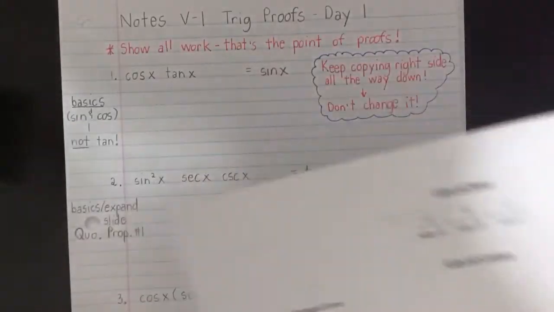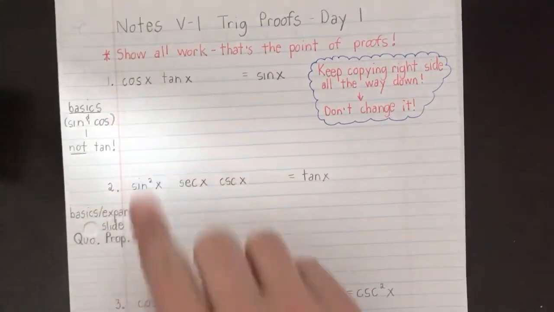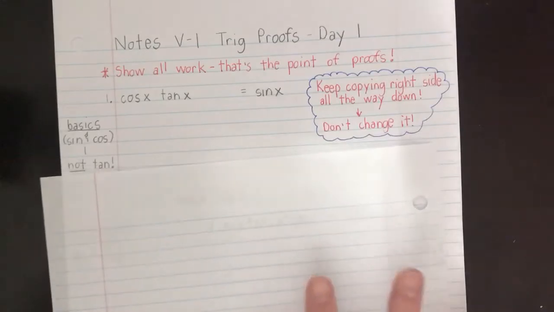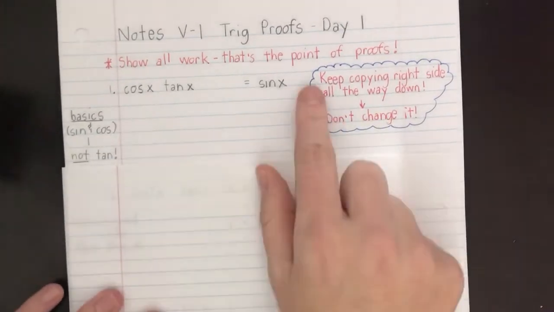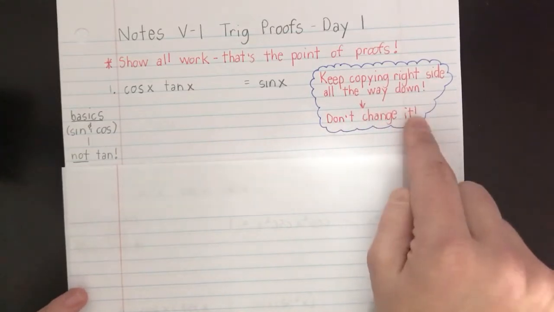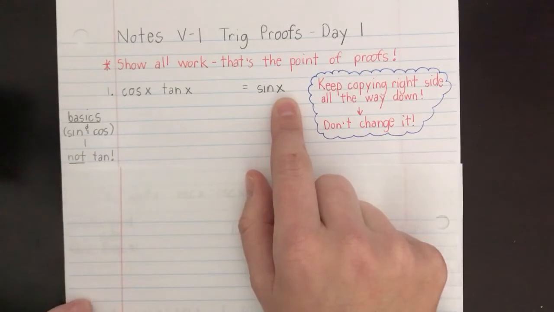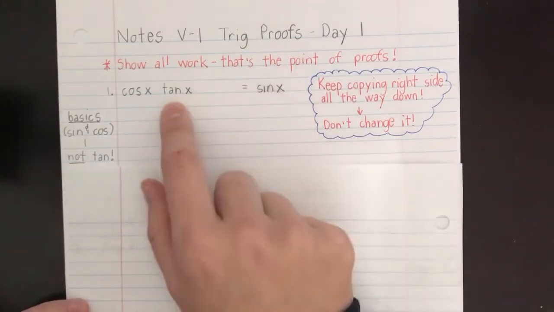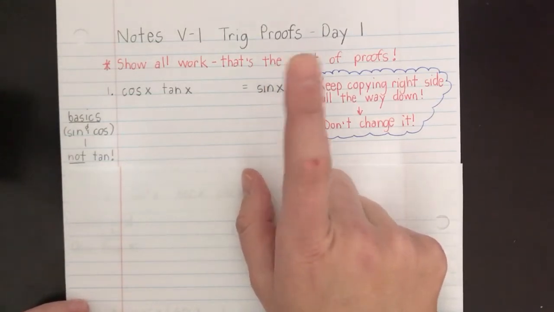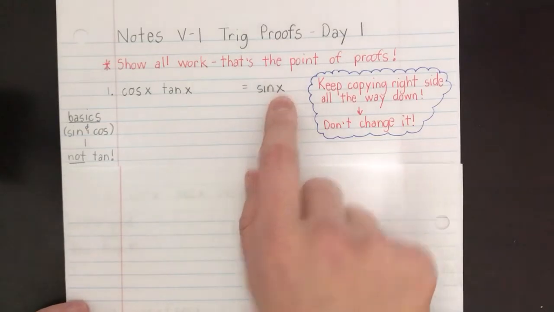Let's start with number 1. On number 1, cosine of x tan of x equals sine of x. Keep copying the right side all the way down. Don't change it. The left is what you can work with. You're verifying that this side equals this side. One of the sides has to stay the same. So we will keep the right side the same all the way down.